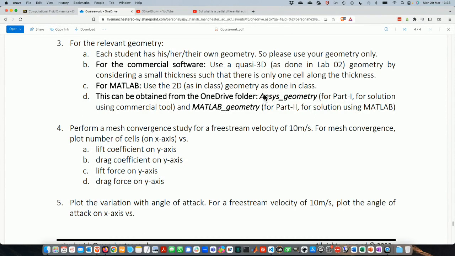Yeah. But once you do a mesh convergence, you will eventually end up with the same result, each of you should get the same result. Let me rephrase that. As long as you have one cell in the thickness direction, it doesn't matter what thickness you choose. You're doing a quasi 3D, it's still a 2D case, you'll get the same results, if you're using a converged mesh.